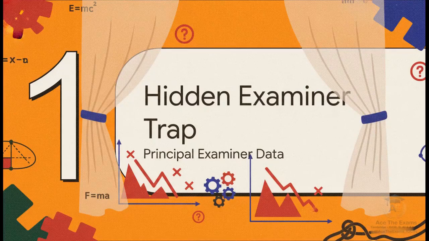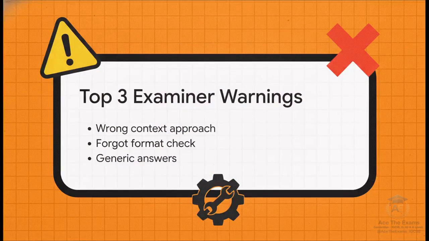Section 1. The examiner's hidden trap. Let's look at the actual top 3 warnings straight from the principal examiner's reports, and let's apply real physics to them so you can see why ordinary revision just fails.